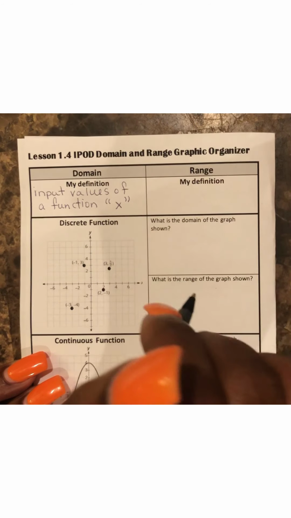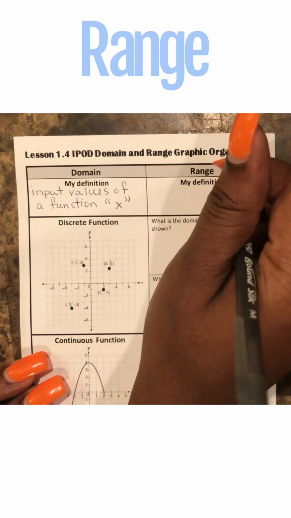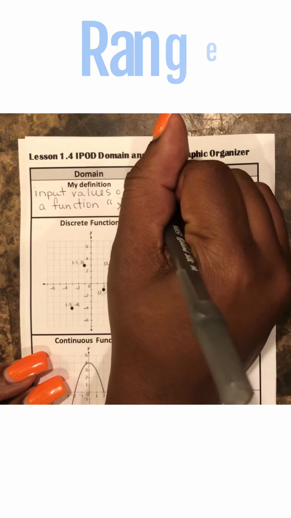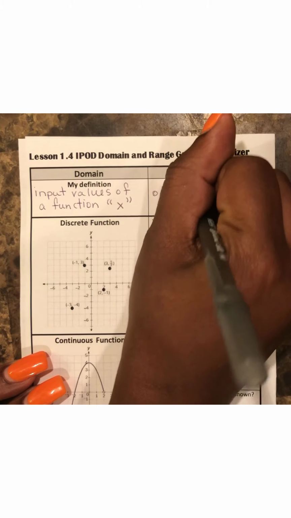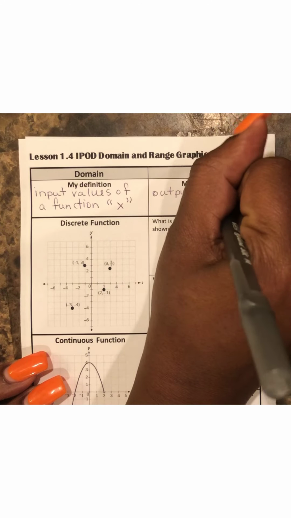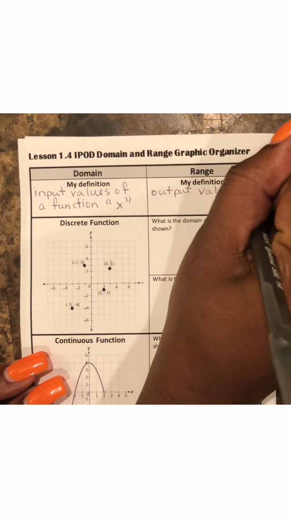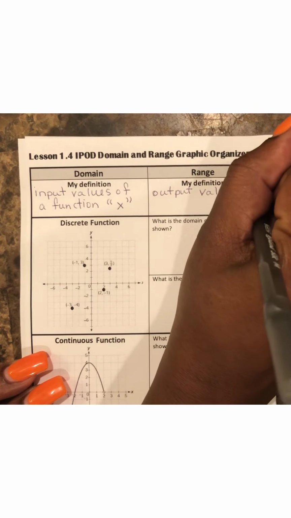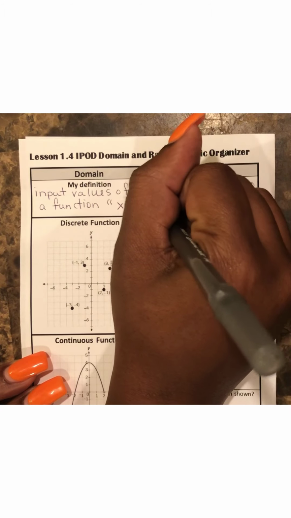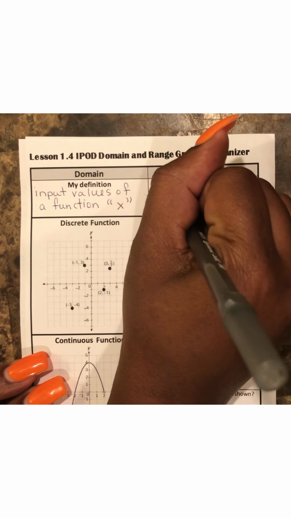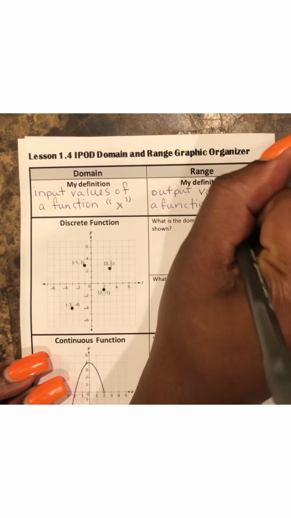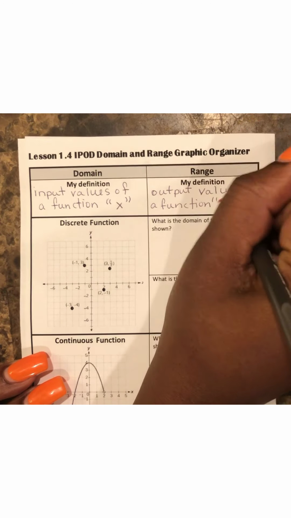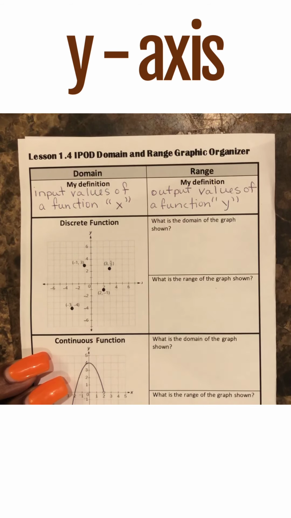If we take a look at the range, my definition of the range would be the output values of a function. The output values represent what is happening along the y-axis.